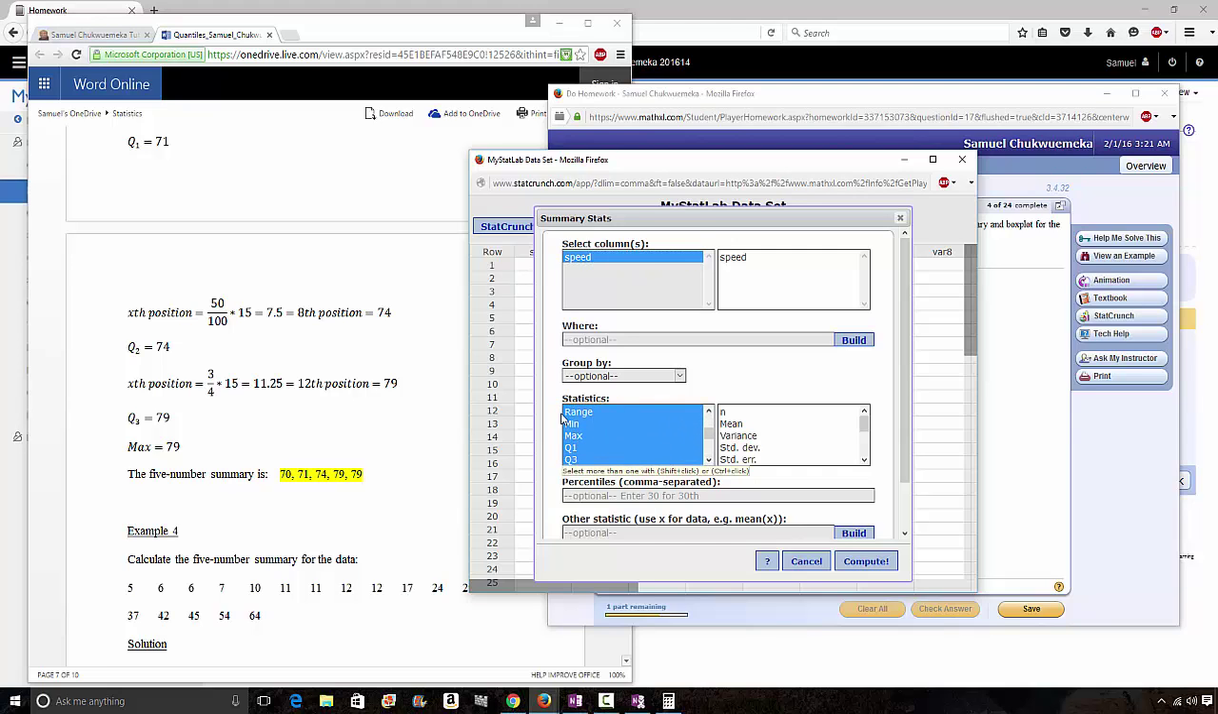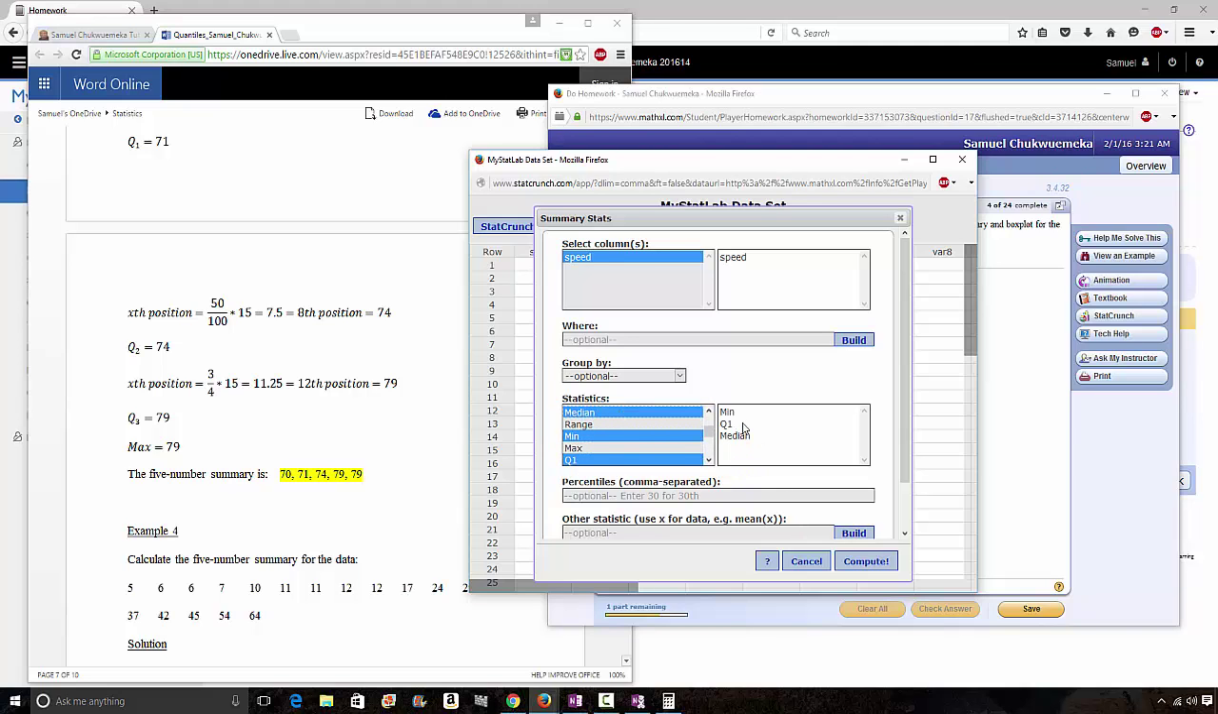And I need the minimum first. I click on minimum. Then you see here, look at what it says: select more than one with shift plus click or control plus click. So I hold the control key on my keyboard. The next one is my Q1, lower quartile or first quartile. Then I need my median.